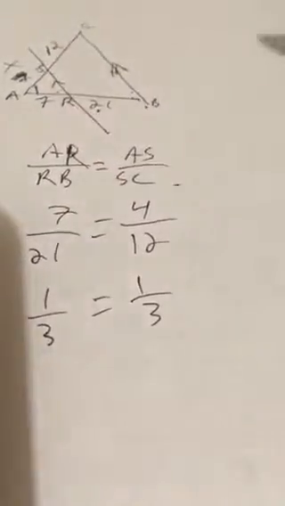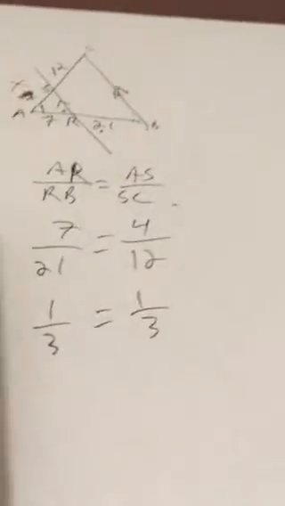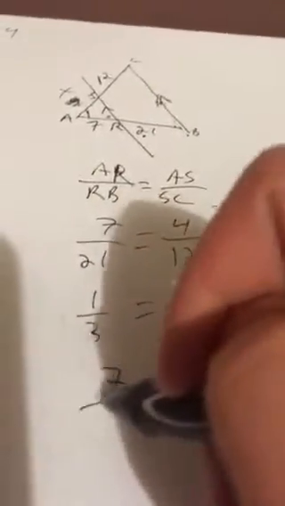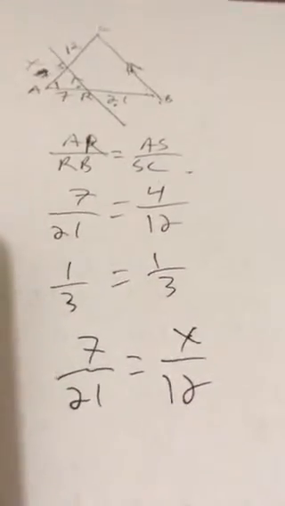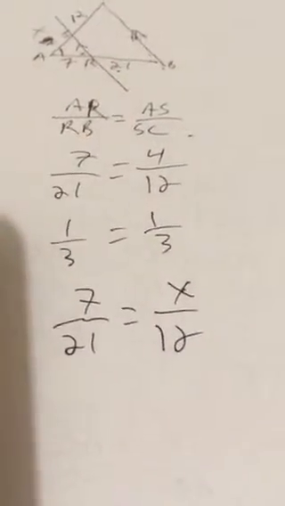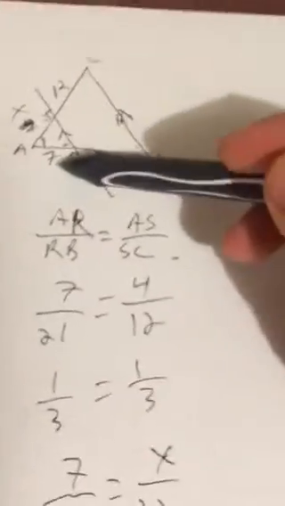So now if it gives you a variable that says find x and you have parallel lines, triangle proportionality theorem. Wherever I had 4 before, let's go 7 over 21 equals x over 12. Do the exact same thing and solve for it by cross multiplying. Okay, so we just want to make sure that we get our proportions set up right.